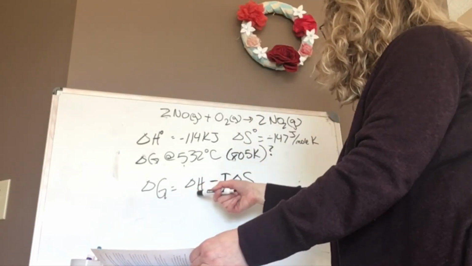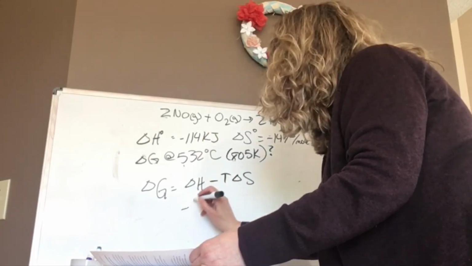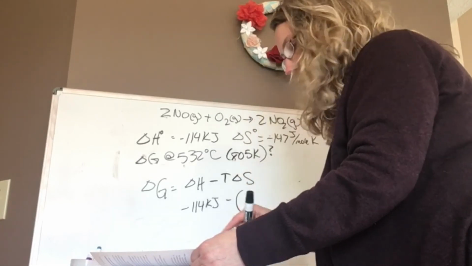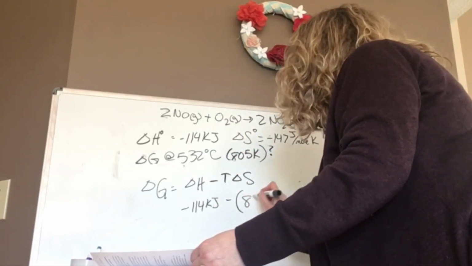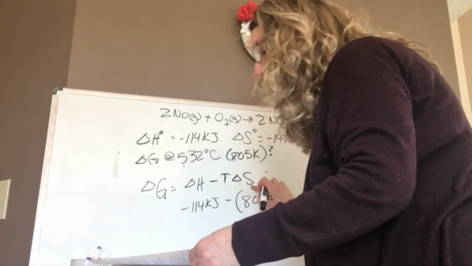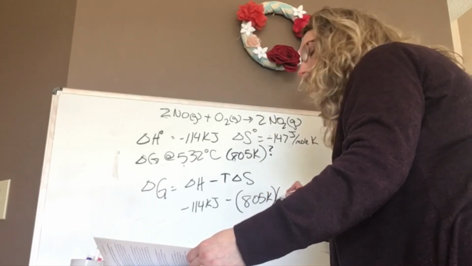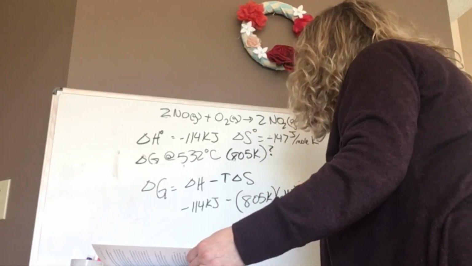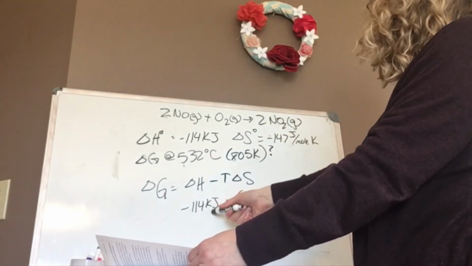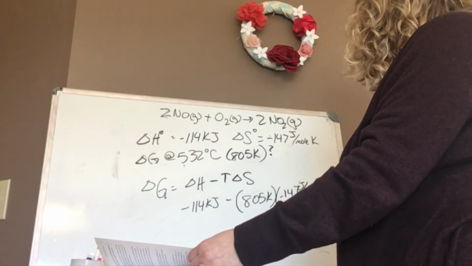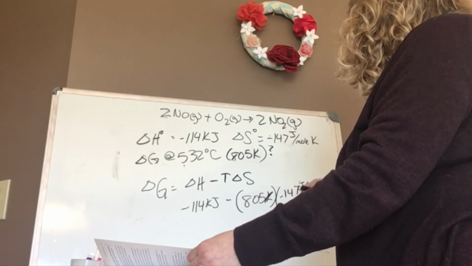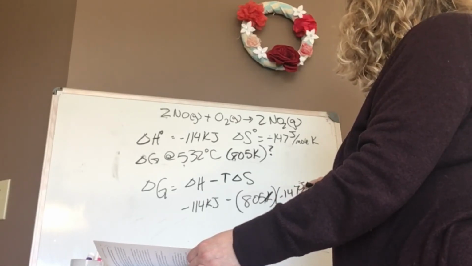So you're going to figure out your delta H, what they gave you is negative 114 kilojoules, minus temperature, they told us was 805 Kelvin, times my delta S, which they told me was negative 147 joules per mole Kelvin. Here's the problem, I have a kilojoule here and a joule here, so my units aren't going to work out. This Kelvin will cancel that Kelvin, but this needs to be switched from joules to kilojoules.